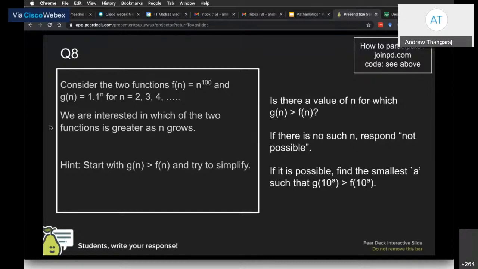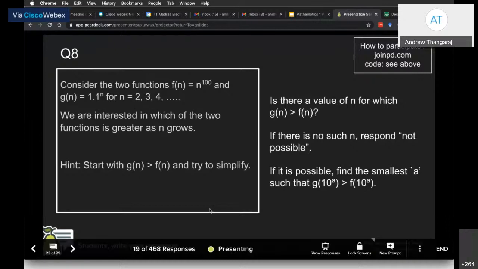I'll give one more minute and then I'll show you. People are only slowly now responding. I know I've gone beyond the allotted time, but it just took longer. Maybe about 5 more minutes, and we'll close it.